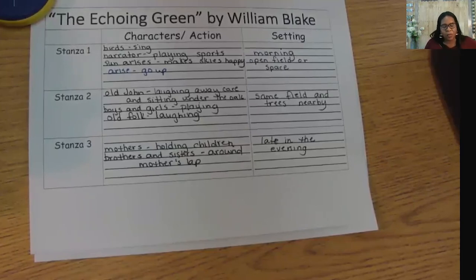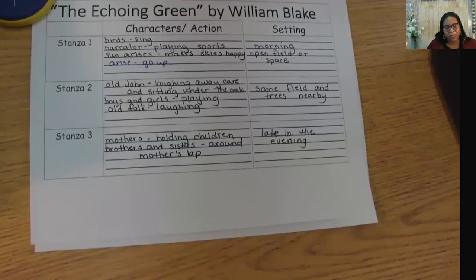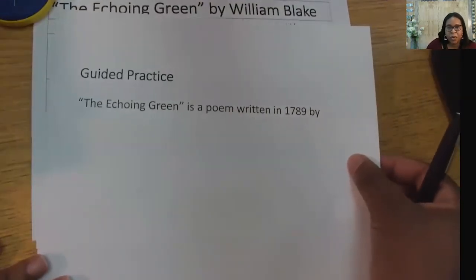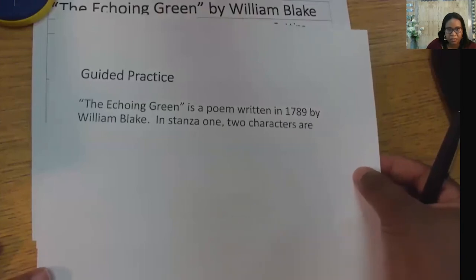We need to start with our opening sentence. Look at the chart and think, how might we open a paragraph if we were going to summarize it? Write down your thoughts at the bottom of the chart. Here's what I thought. Echoing Green is a poem written by William Blake.